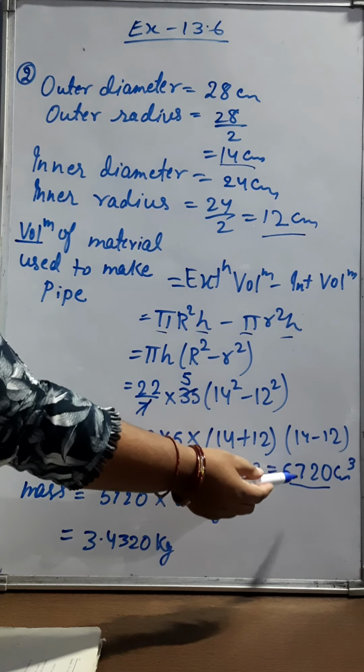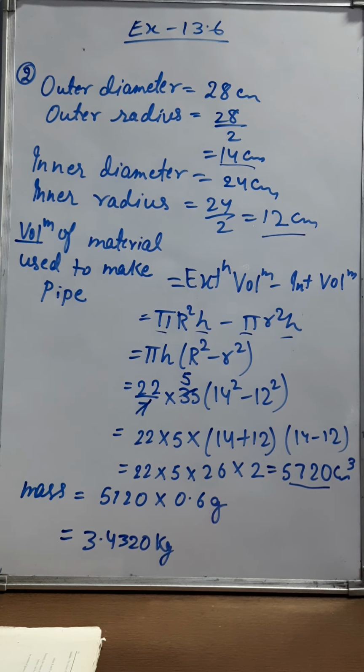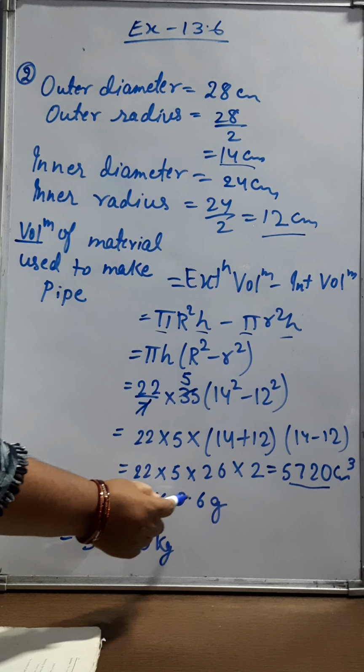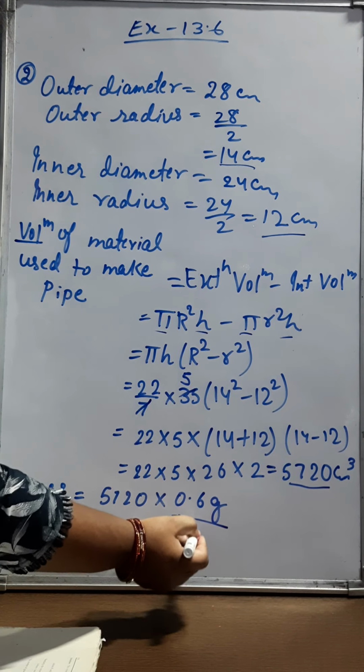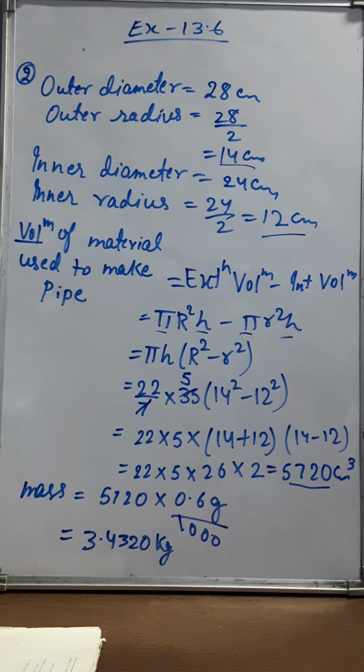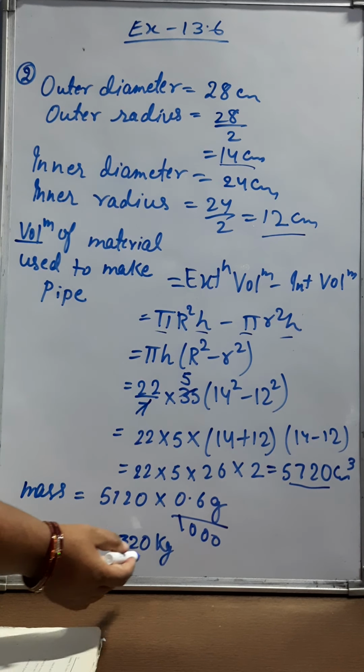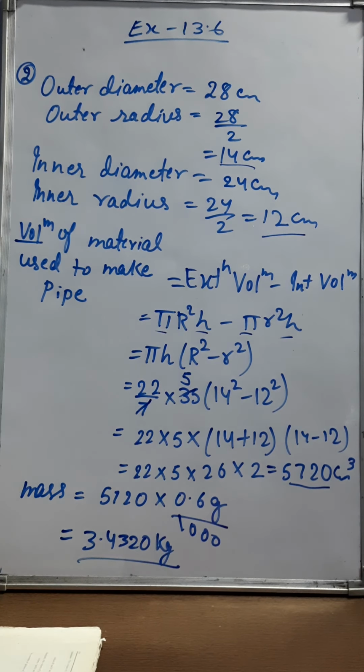So we can multiply this volume with the mass, 0.6 gram. If you wish, you can convert it into kg by dividing it by 1000. When you multiply, you will get 3.4320 kg as the mass of wood used over here.